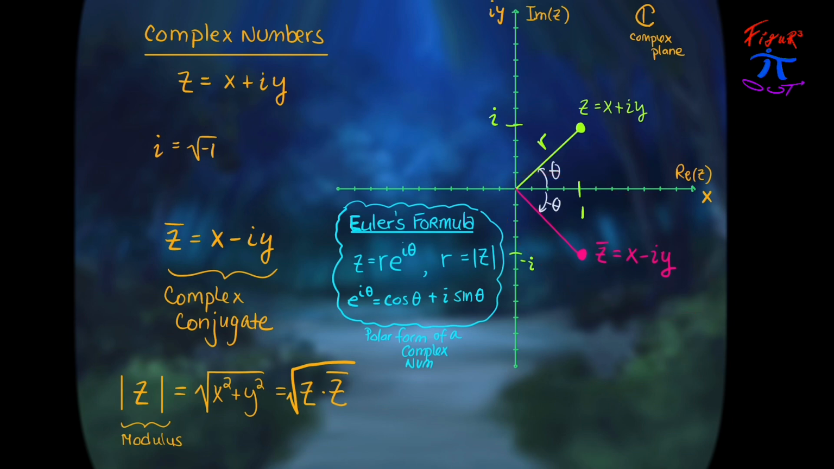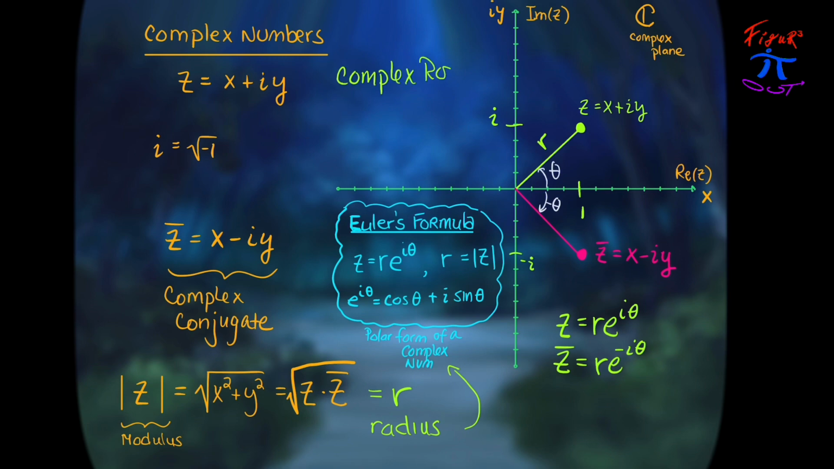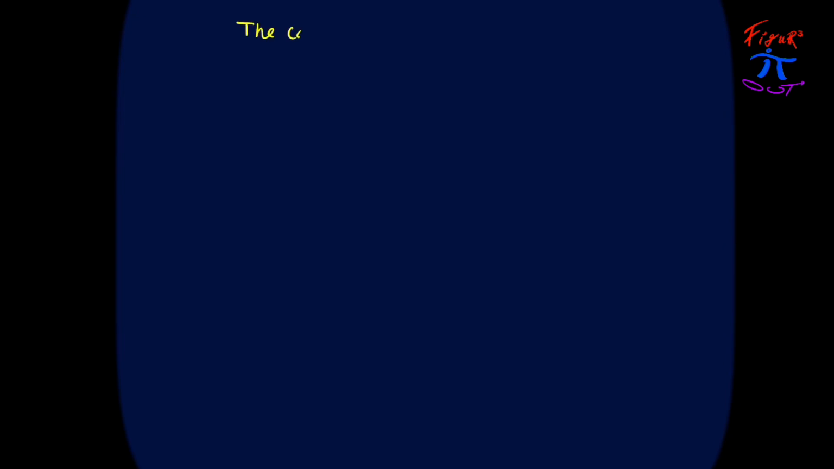Now, putting this together, the fact that complex numbers always come in conjugate pairs, and that complex numbers also have a modulus or length or radius, we can now examine the roots of a transcendental equation using some ideas with complex numbers. We'll now examine the complex roots of a transcendental equation.